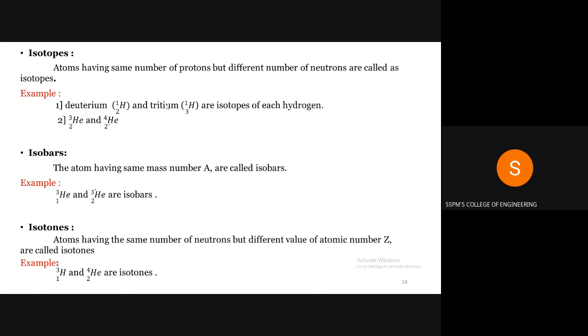Next one, isotones. Atoms having same number of neutrons with different values of atomic number are called isotones. What you are observing here, 1H3 and 2He4 are isotones. Atoms having same number of neutrons, but different values of atomic number.